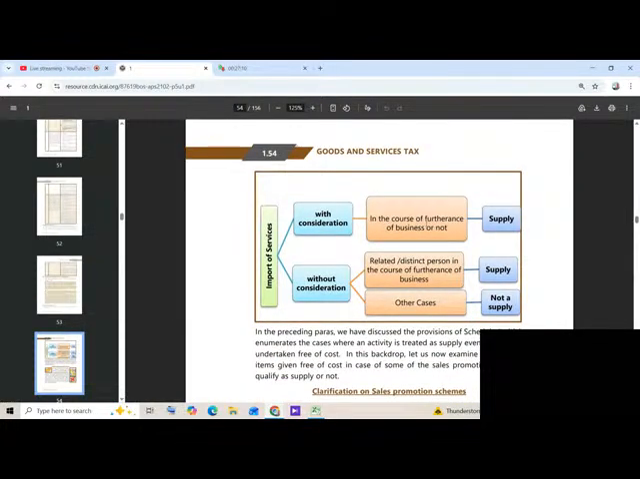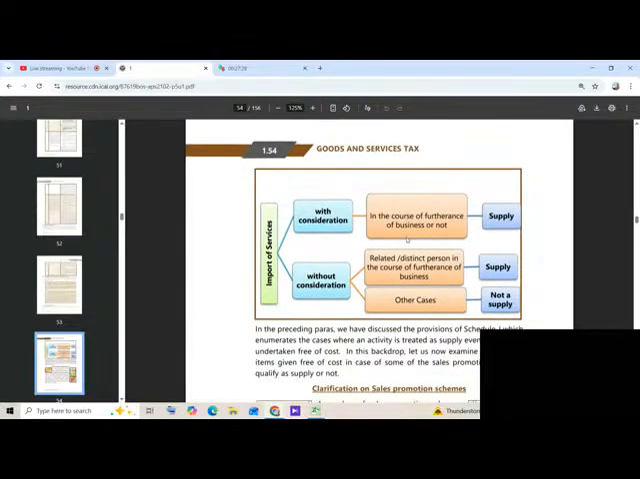So, in case of import of service with consideration, whether it is in the course or furtherance of business or not, it is supply always. If the imported service is without consideration, then we look at whether it's from a related or distinct person in the course or furtherance of business. In that case, it will be supply. If it's in any other case, then it is not a supply.